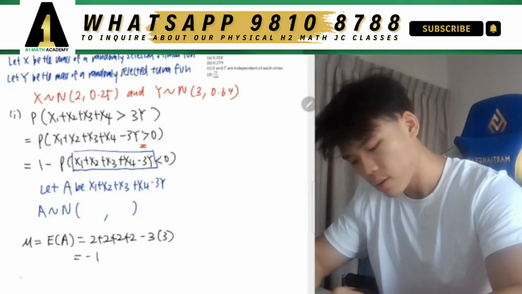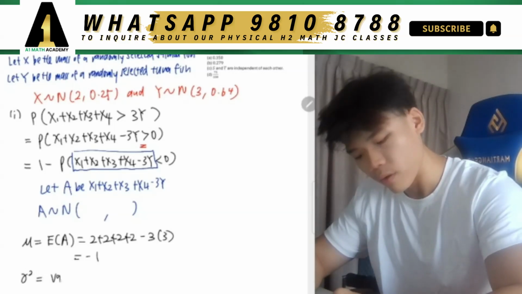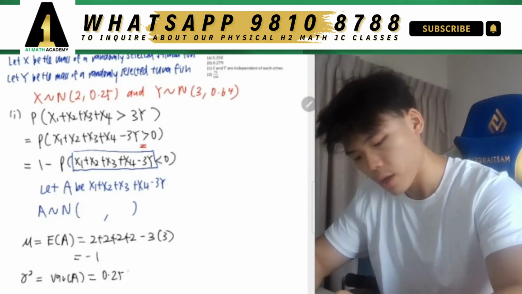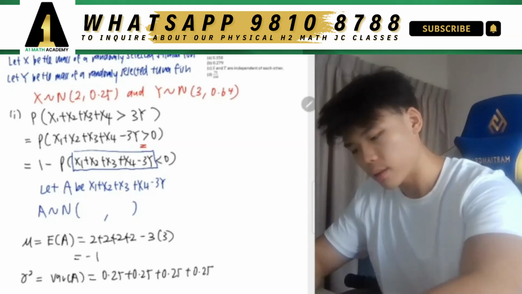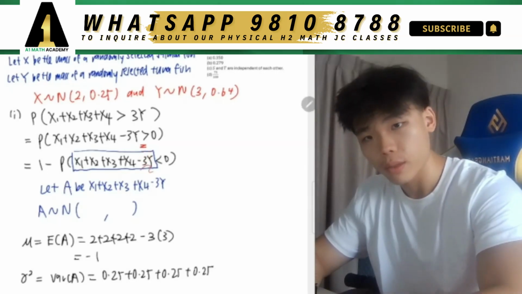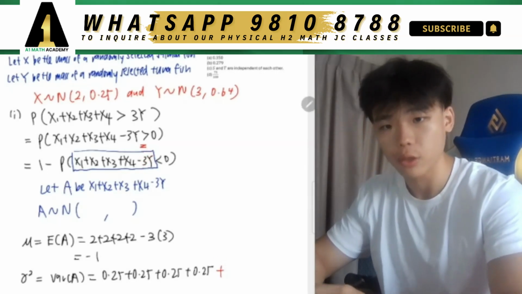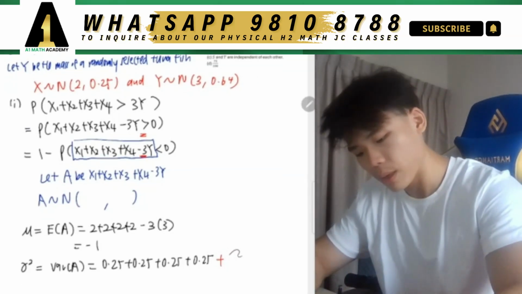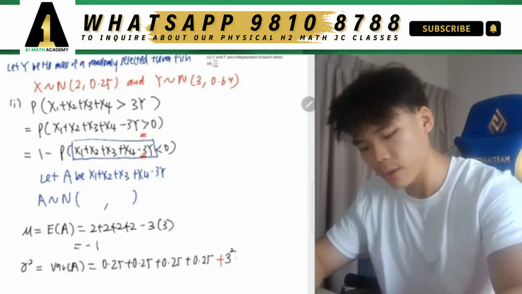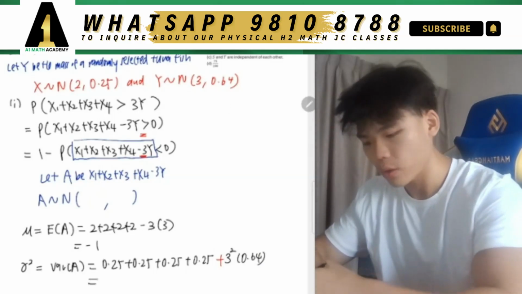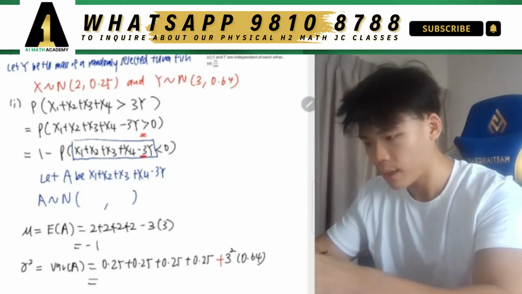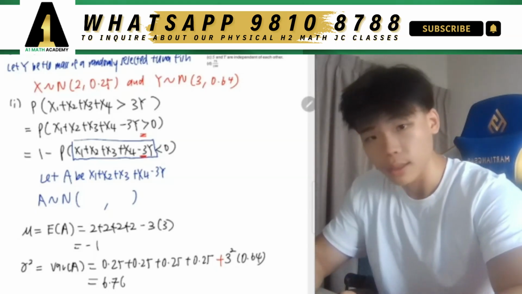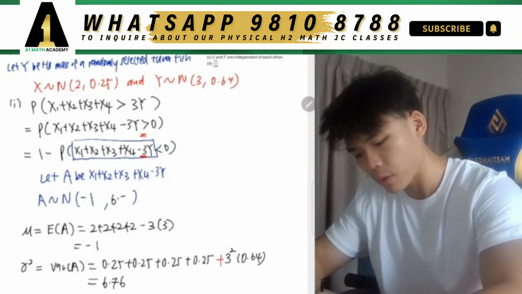And for our variance, we have the variance of A. In this case, we'll take the variance of all the x values. And then it's a minus, but because it's a minus, it'll become a plus, right? Because we're talking about variance, and variance will always add. Now over here, there's a coefficient of 3, so therefore it becomes 3 squared. And the variance of y is 0.64. So all in all, I have 0.25 times 4 plus 9 times 0.64, and I get a value of 6.76. So here I get negative 1 and 6.76.